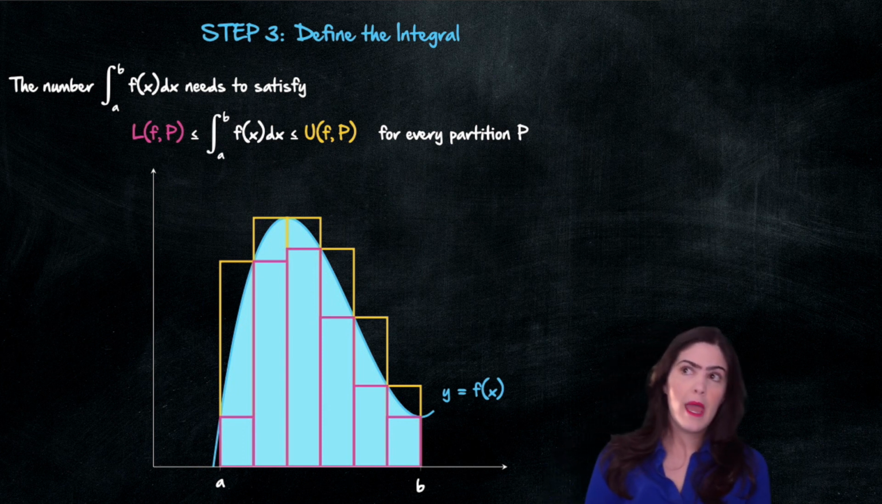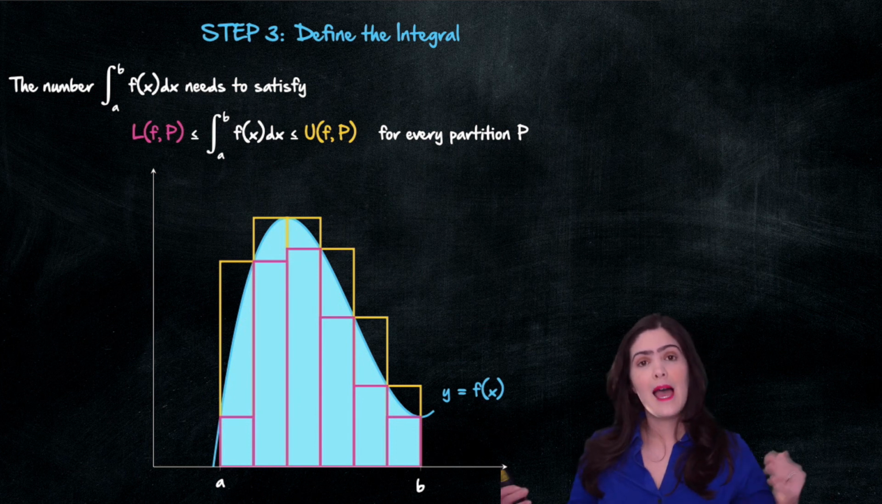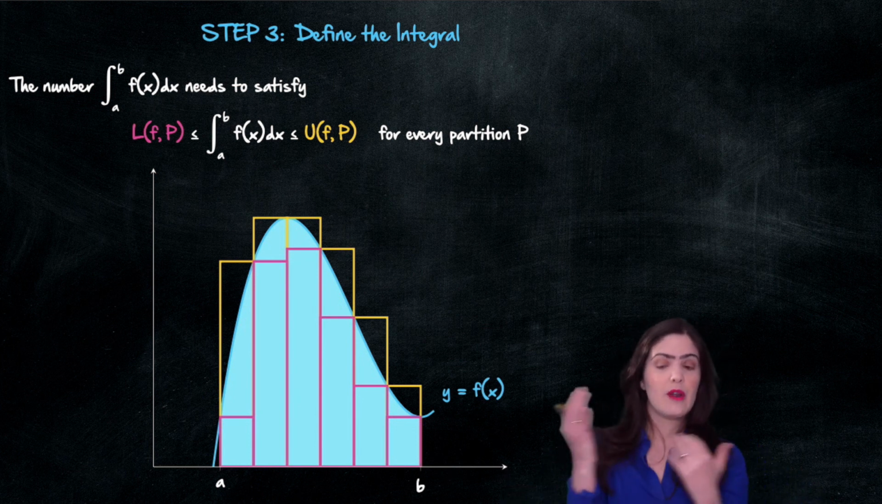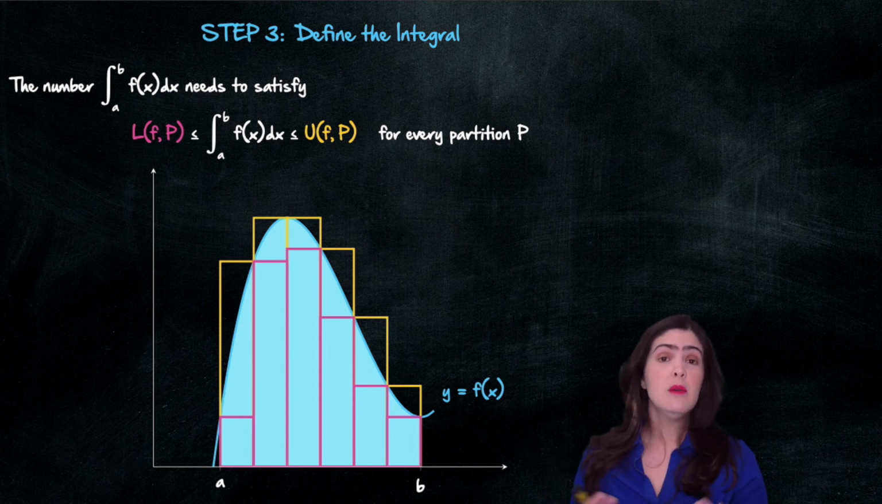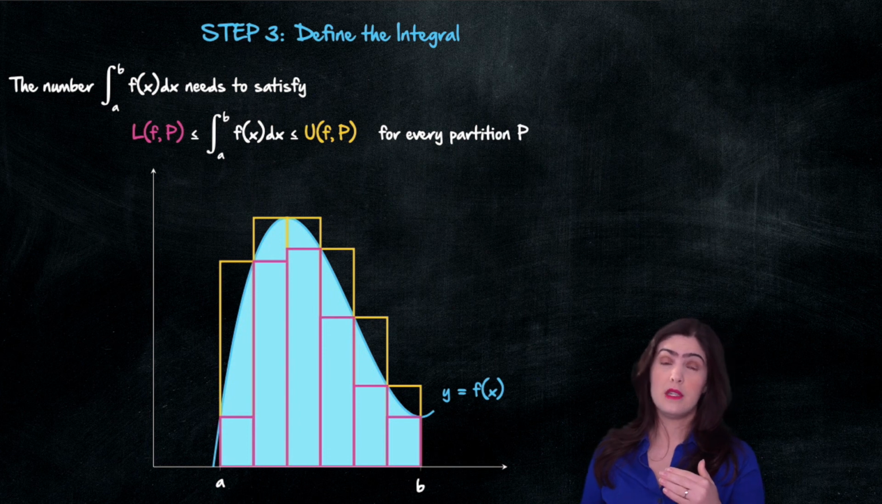So the integral from a to b of f of x dx is a number, and this number will have to be between the lower sum and the upper sum for any partition P that I pick. Because remember, the idea of the lower sum was to underestimate the area, and the idea of the upper sum was to overestimate the area.